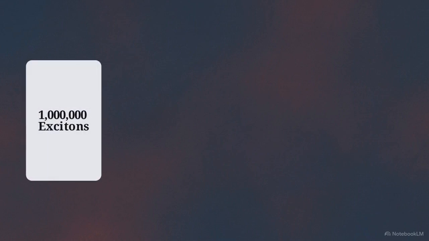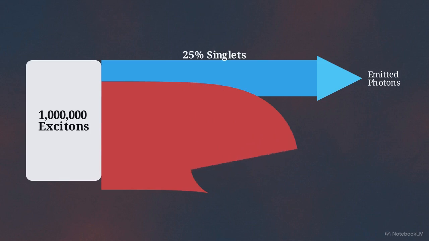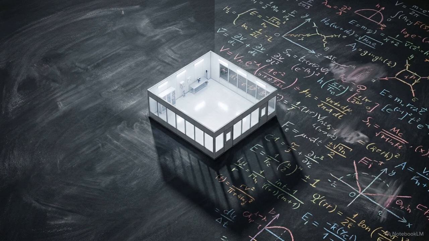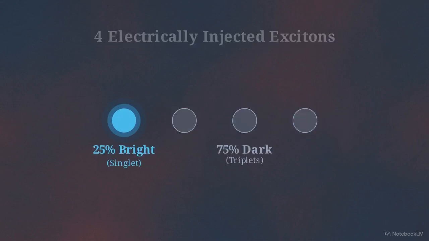This flowchart visualizes the problem. 1 million generated excitons split into two streams. A 25% stream yields photons. The massive 75% red branch represents triplet states. These cannot release light. Instead, they decay non-radiatively, dumping their energy as pure waste heat. Quantum mechanics dictates this loss as a statistical baseline, regardless of material purity or manufacturing quality. For every 4 excitons electrically injected, 3 are completely dark.